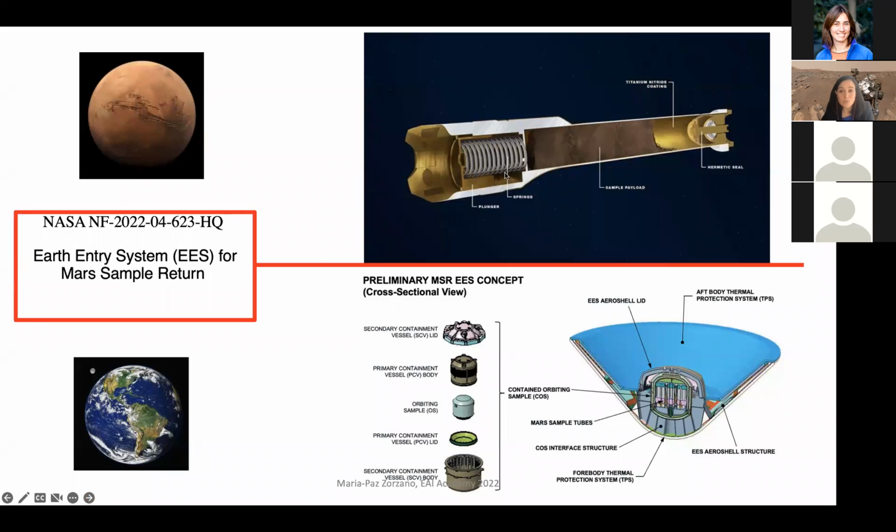Finally, once these rocks are safe within their sealed tubes, the tubes are going to be included in this capsule, and they're going to be brought back to Earth. And the most important part of this capsule is that it has to protect the samples from overheating. So this is a heat shield, and eventually the samples are going to cross the atmosphere of the Earth and land, and then they will be brought to a laboratory where they will be opened.